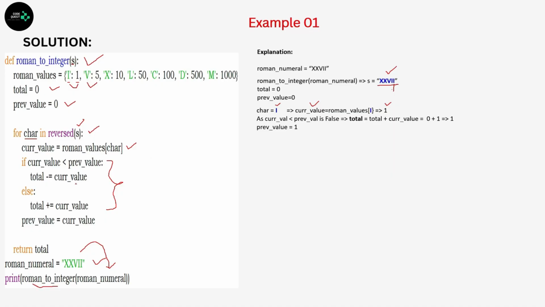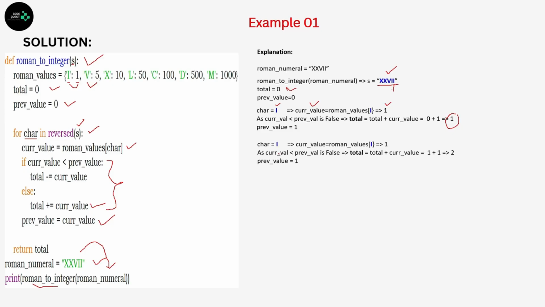As a result, I am going to come down to the else block where I am adding the current value to total. So this current value 1 is added to the total, that is 0. As a result, the total has been updated to 1 now. And later we are updating the previous value with the current value. As the current value is 1 here, the previous value has been set to 1.